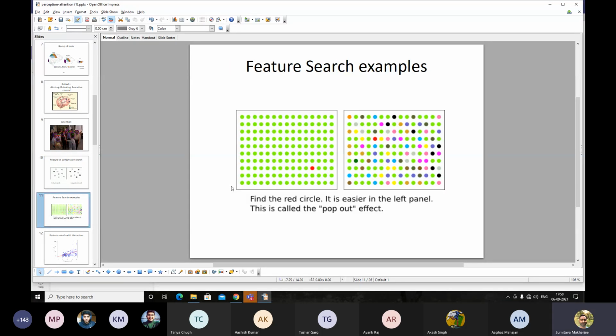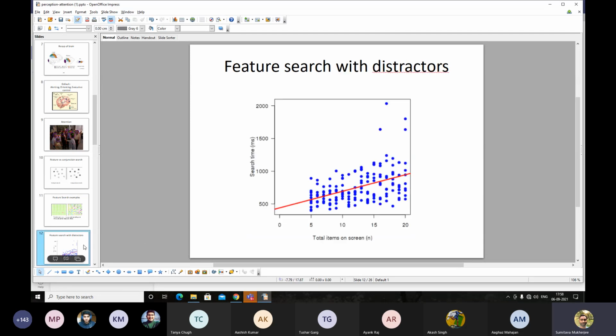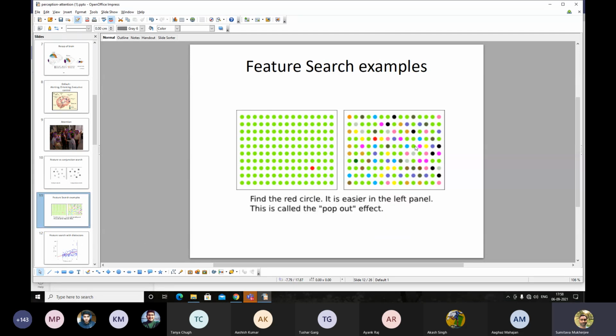As an example, here you see that in a whole pool of green circles, obviously the red pops out if I'm searching for one feature. But here it's not so easy to pop out, because there are colors which are similar to red, and hence it makes the task more difficult. These are called distractors, by the way.